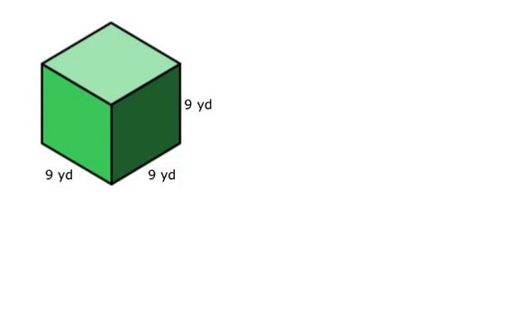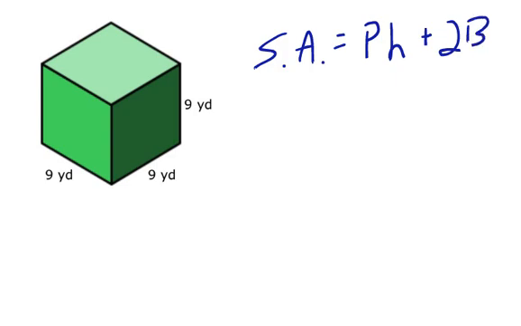So first thing you're going to do, there's two different ways you can do it. You can either use the formula, which is what I've been showing you in class. So that is SA equals capital P H plus 2 capital B. So I'm going to show you the formula way, and then I'm going to show you finding the area using a net and adding it all together. So either way, whichever way is easier for you. So let's start out with the formula.